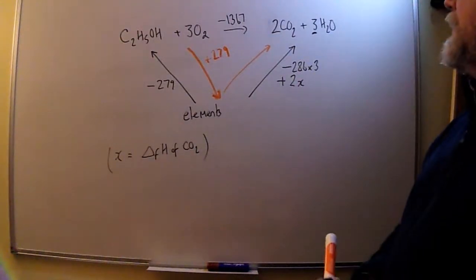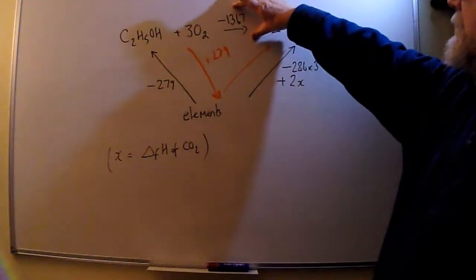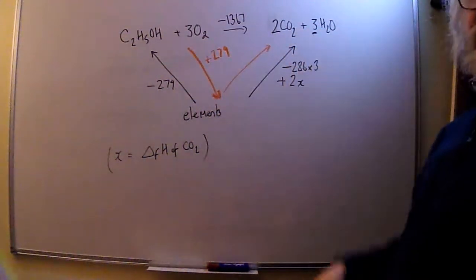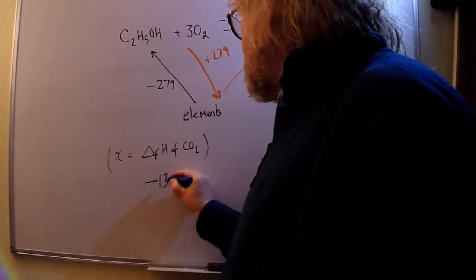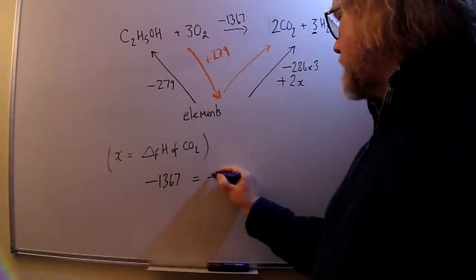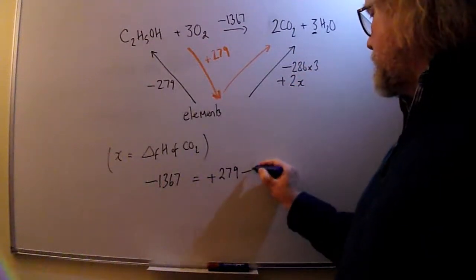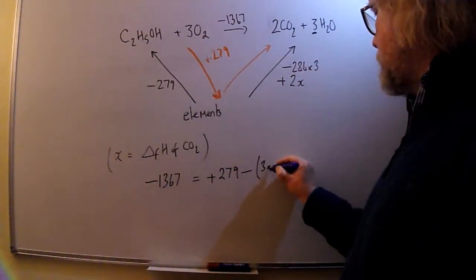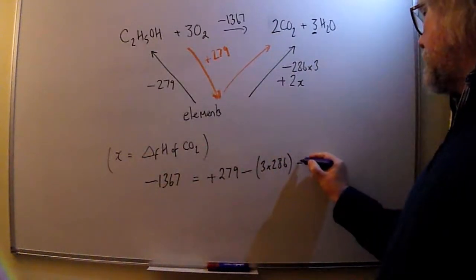So what we can do now is equate those two things following Hess's law and say minus 1367 equals the sum of these terms here. So let's write that down. We have that minus 1367, according to Hess's law, is equal to plus 279 minus 3 lots of 286 plus 2x.